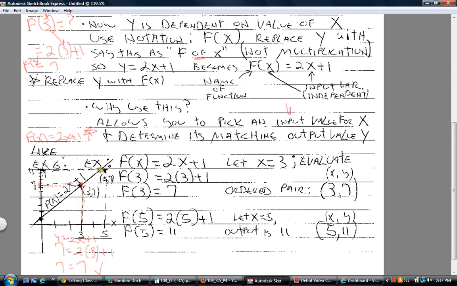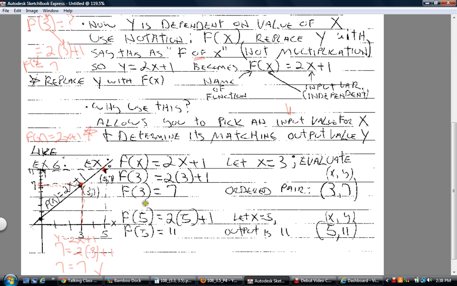So every ordered pair that you find on a linear equation makes the equation true, meaning the left side will equal the right side when you put the values of the x and y coordinates into the equation. Okay, now I know this is fairly simple, but this is powerful stuff. We're going to be using this throughout this semester and going into 143.